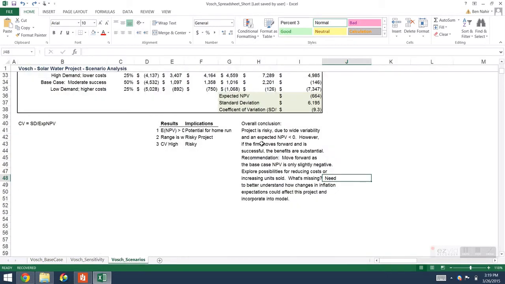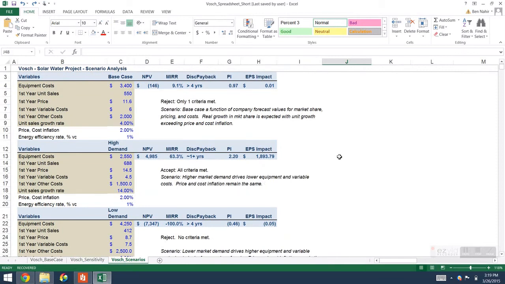Okay. So moving on from our base case, we're going to look at our scenarios. And again, this worksheet has at the top a title, the name of the company, the name of the project, and then what this worksheet is about, in this case, scenario analysis. So in this worksheet, we have 3 different scenarios, and each is labeled base case, high demand, and low demand. These may not be the most informative labels, but they are labels nonetheless, and they at least distinguish between the 3 different scenarios. Now I've highlighted in tan those variables that are changing from one scenario to the next.